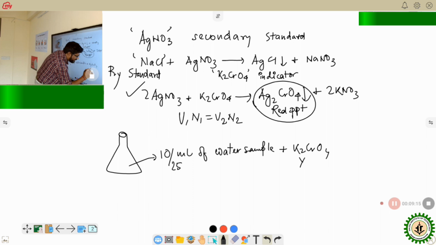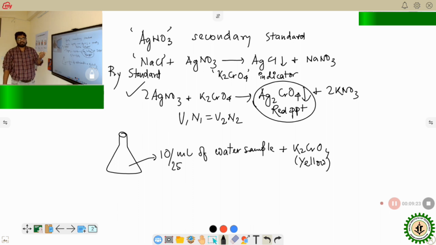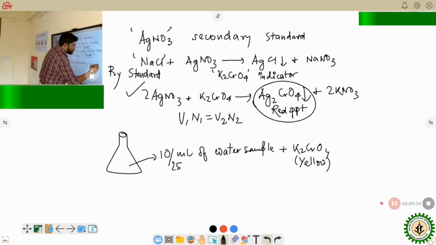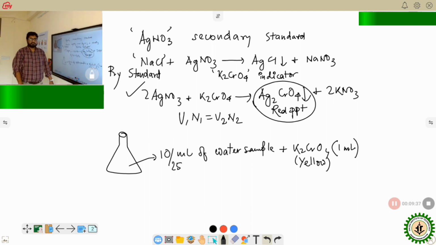So obviously when you add potassium chromate, the whole solution becomes yellow but transparent. So that's not a yellow precipitate. I am talking about yellow soluble salts. That means the whole solution becomes transparent. So when I am adding water sample and K2CrO4, which I have to use approx 1 ml, the whole solution becomes yellow but transparent. Then I am starting drop by drop.